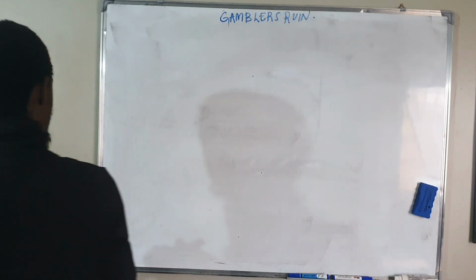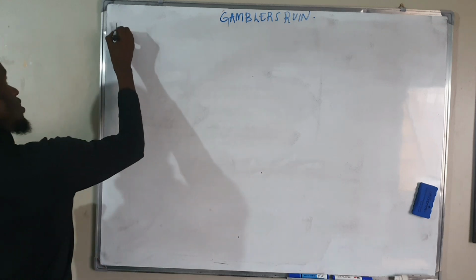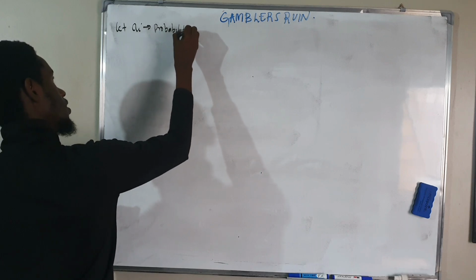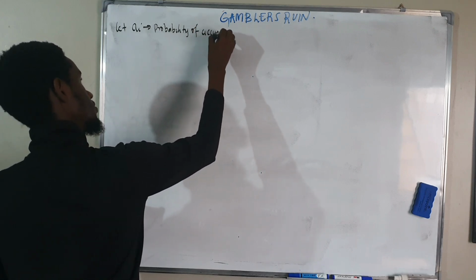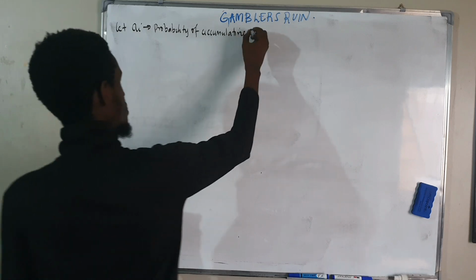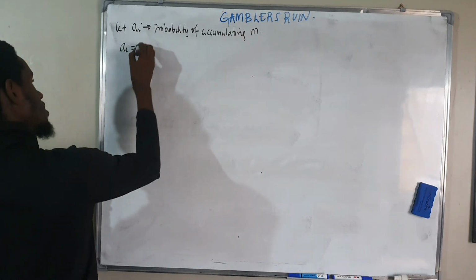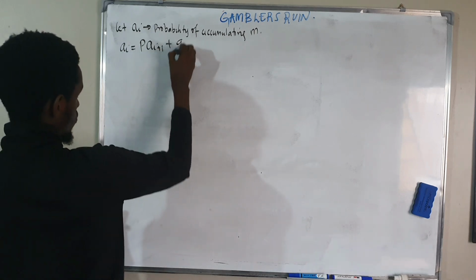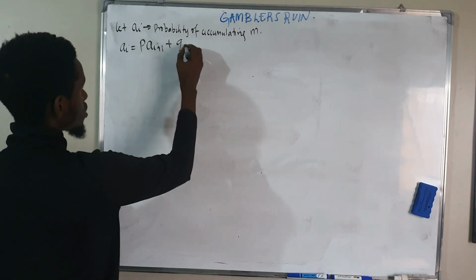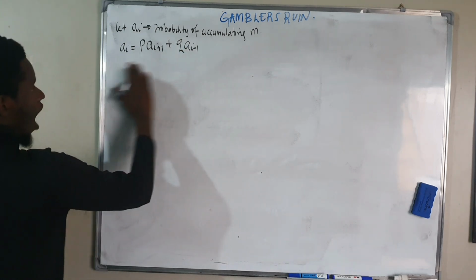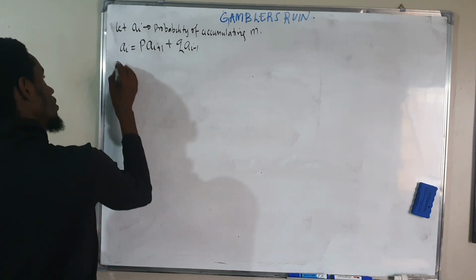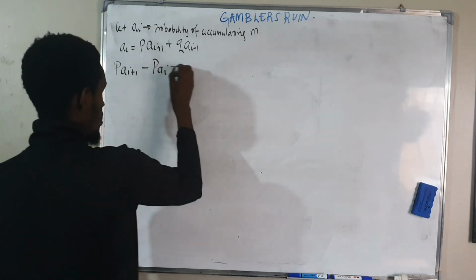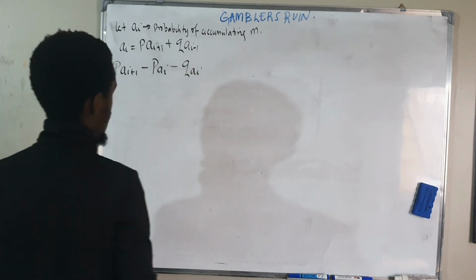We've said that our differentiation is going to be the format. Let the probability A_i be the probability of accumulating M. Then we say that our A_i will be the same as having P times A_{i+1} plus Q times A_{i-1}. P is the probability of winning $1, Q is the probability of losing $1. Let me say that our difference equation is going to be like P A_{i+1} minus P A_i minus Q A_i.